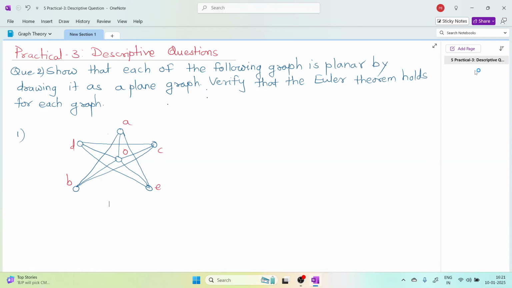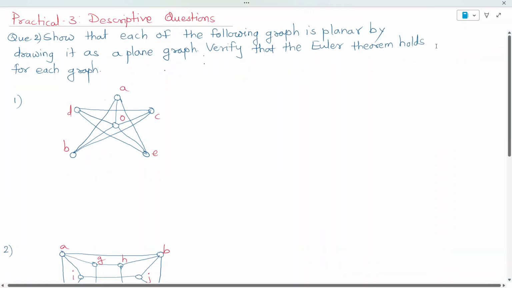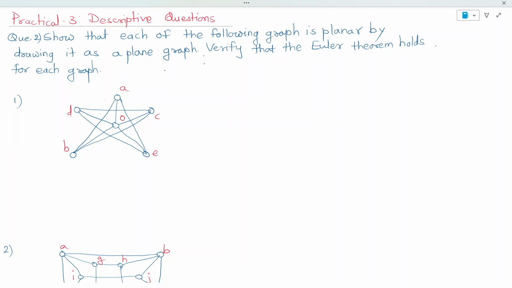Hello everyone. In this video we are going to discuss another example from practical number 3. We have been given three graphs and we want to draw the planar representation of these three graphs, as well as verify Euler's theorem for each graph. So I am calling this graph G, and here I am drawing the planar representation of G.